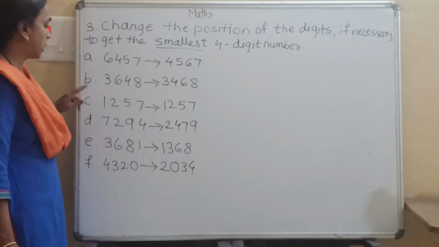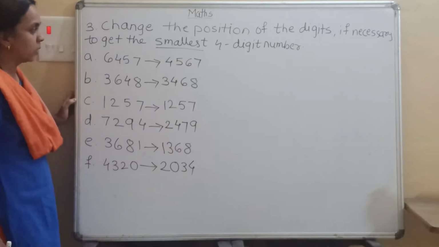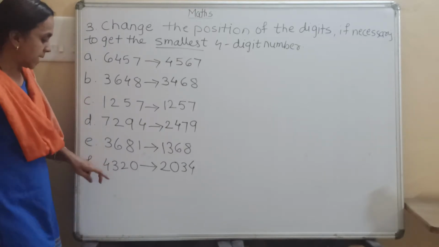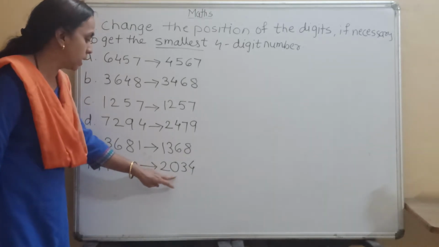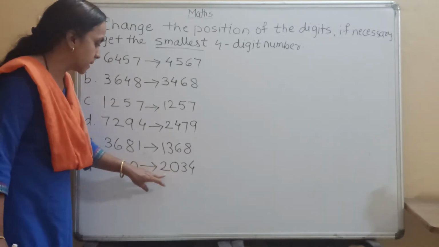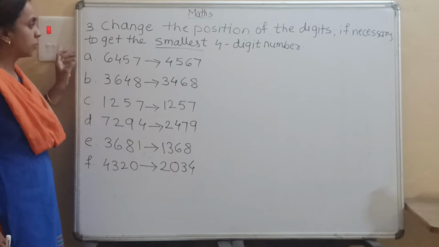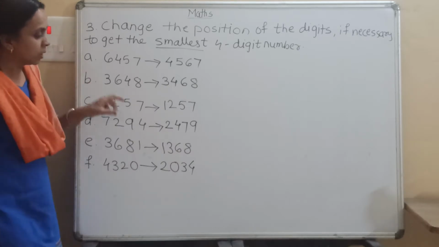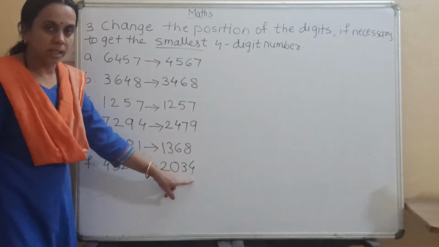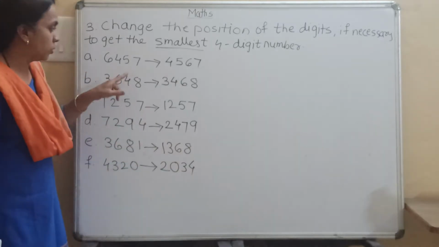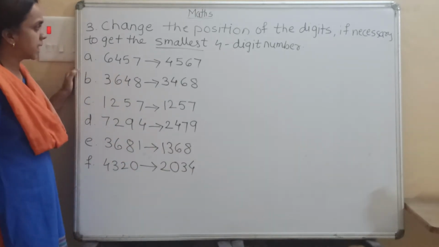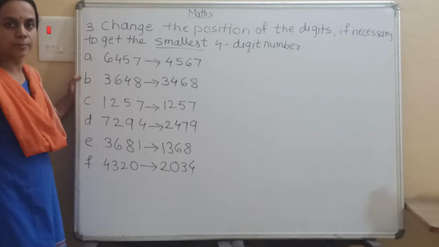So what is our answer? 2034. So remember, when preparing the smallest number, we write that 0 near the smallest digit. And whenever we have to prepare the biggest number, we will write that 0 at the ones place. So you have to write down these answers in your textbook.